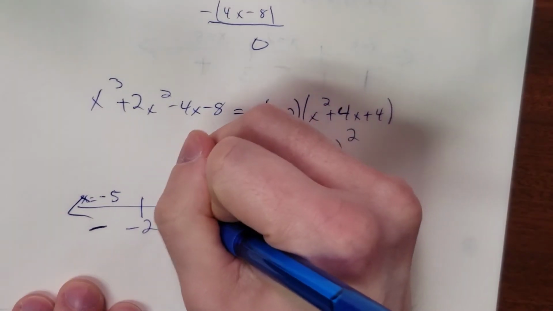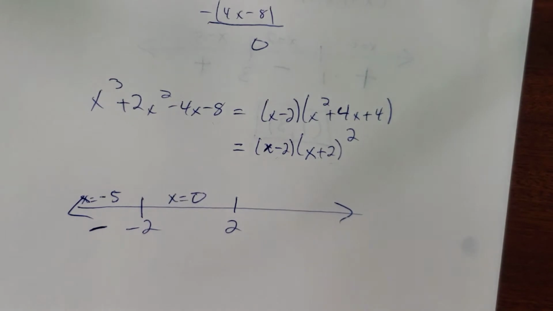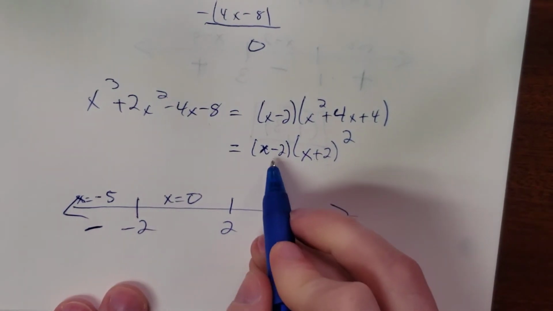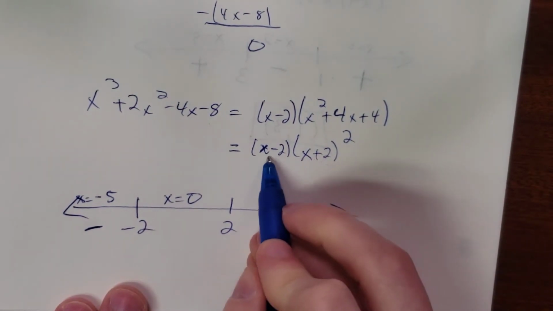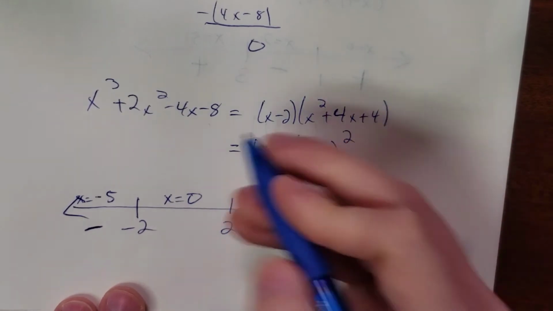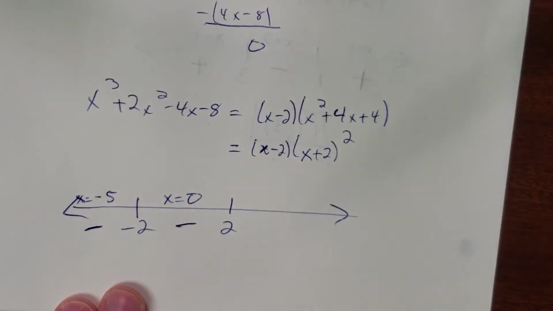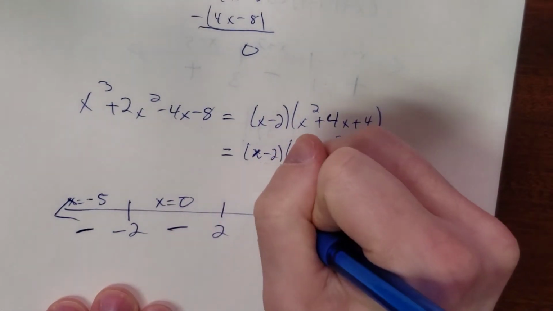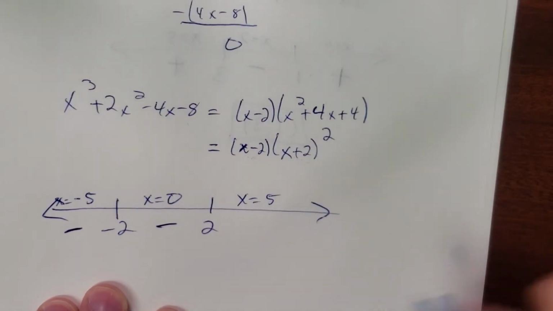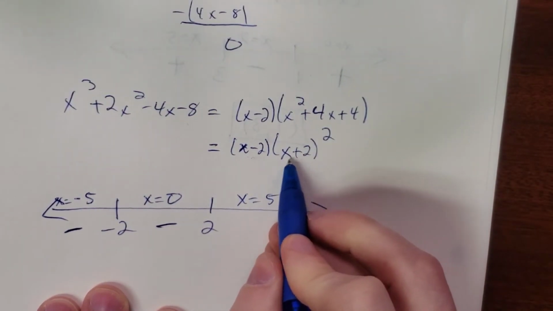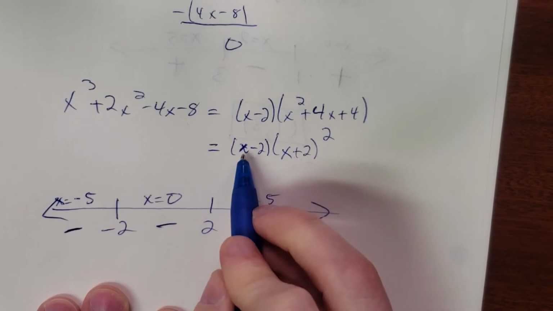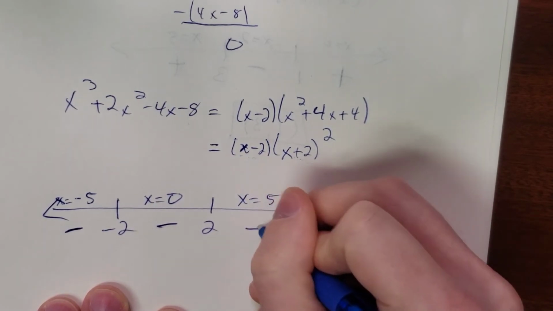All right, so let's go on to the next interval. Let's choose x equals 0 here. All right, this is negative, this is positive, so we get a negative times a positive is a negative again. And then finally, let's choose something like x equals 5. Positive on this region, positive times a positive is a positive.